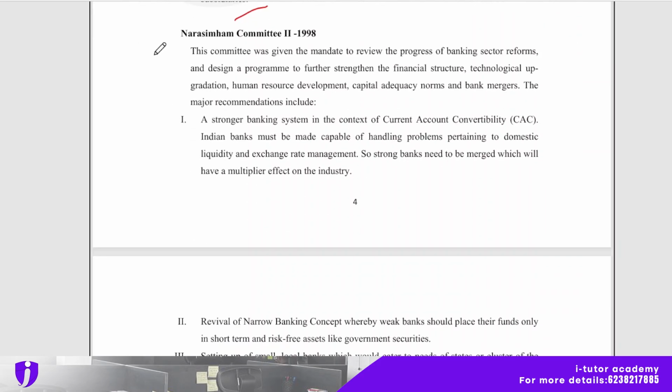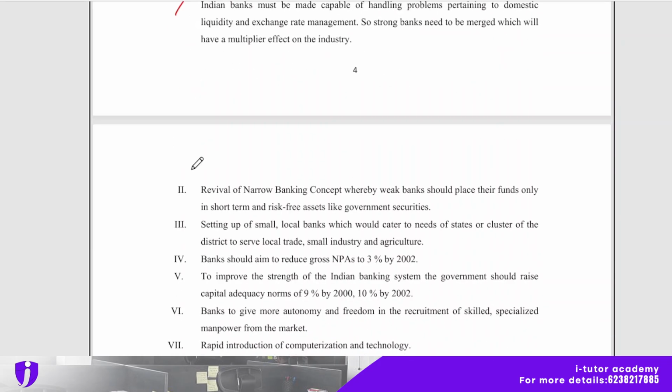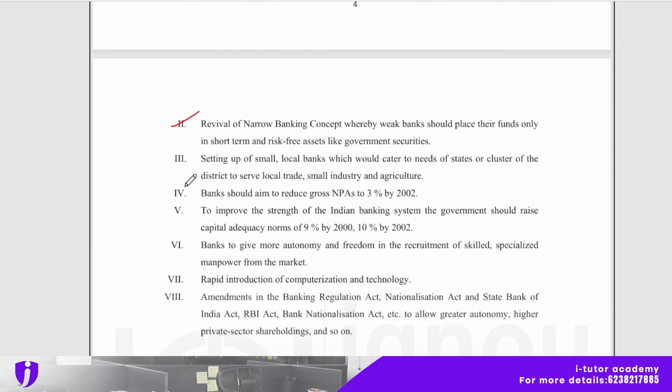And Narasimhan Committee 2, 1998. This committee was given the mandate to review the progress of banking sector reform and design a program to further strengthen the physical structure, technological upgradation, human resource development, capital adequacy norms in banks. The major recommendations are here. You just go through your material one by one.